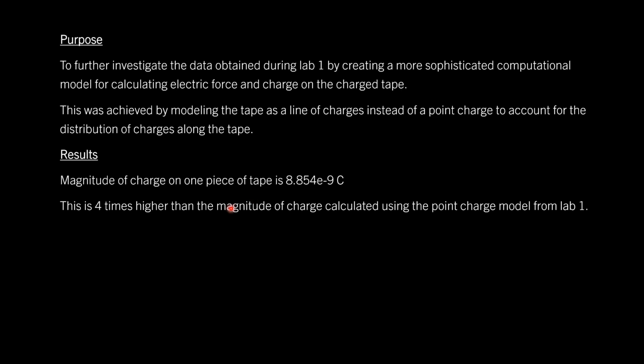So the purpose of this lab is to further investigate the data obtained during Lab 1 by creating a more sophisticated computational model for calculating electric force and charge on the charge tape. This was achieved by modeling the tape as a line of charges instead of a point charge to account for the distribution of charges along the tape. The magnitude of charge on one piece of tape we found was 8.85 times 10 to the power of -9. This is 4 times higher than the magnitude of charge calculated using the point charge model from Lab 1. So let's talk about how we came about these results.